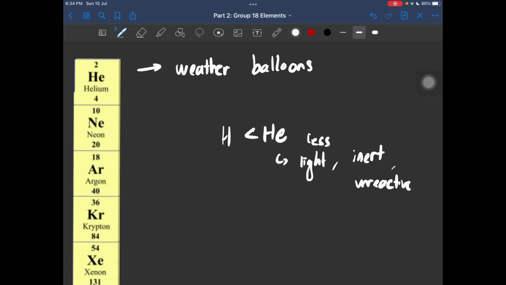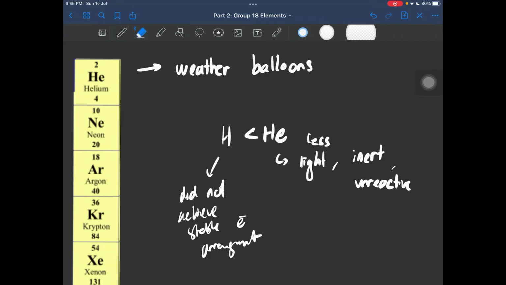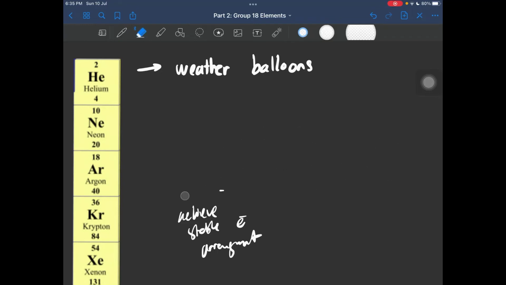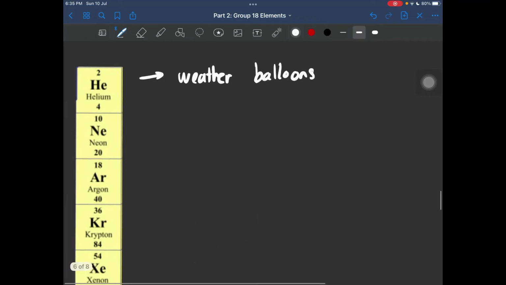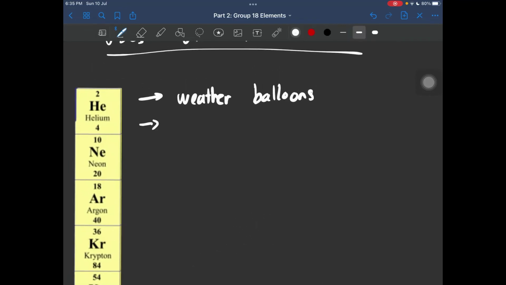Of course, yes, hydrogen is lighter than helium, and it would make sense to use hydrogen, but hydrogen is reactive, because it did not achieve a stable electron arrangement. That is why we use helium, because helium is the second lightest element and it is unreactive. So we use it in weather balloons. And other than weather balloons, we also use helium to fill the oxygen tanks that are used by divers.